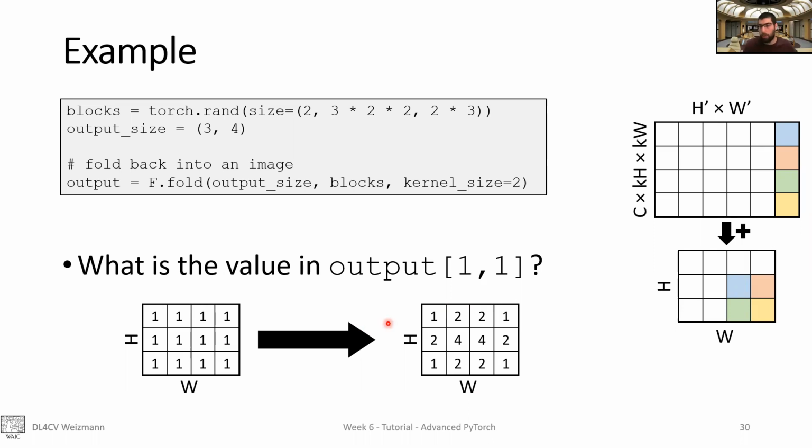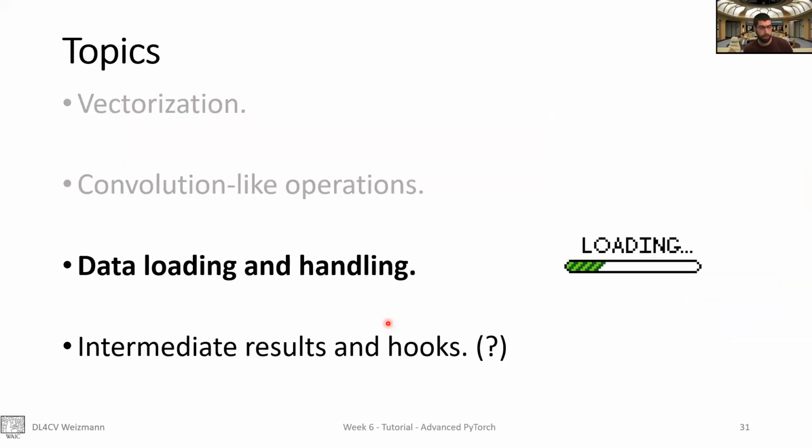Okay, so any questions so far about convolution-like operators and unfold, fold? I assume that here you did fold with the kernel of 2 by 2. Does it say somewhere? Yeah. Okay, so the kernel, this is like images in the size of the example above. I did not specify that. Okay, so let's continue to our third topic, which is data loading and handling.